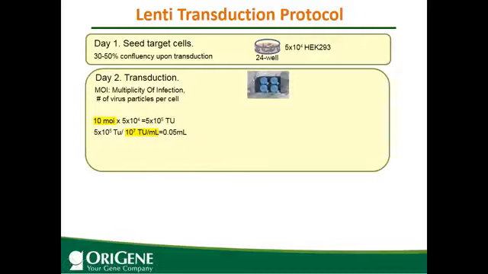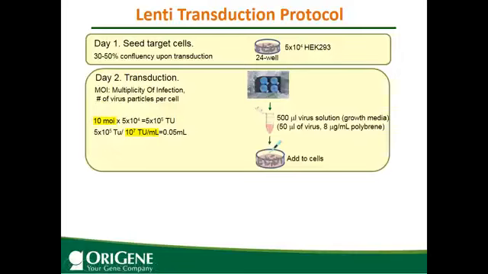So thaw the virus on ice, and then for the 24 well plate, per well you need to make a 500 microliter viral solution in growth media, which contains 50 microliter of the virus. You also need to use polybrene, which increases the transfection efficiency. The working concentration is 8 microgram per ml. Then you add cells.